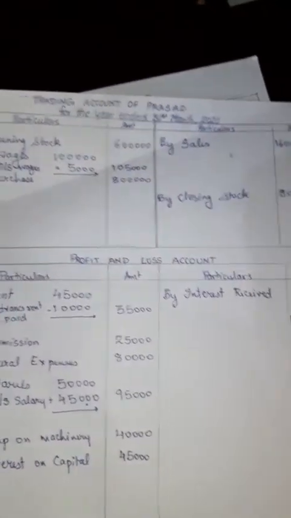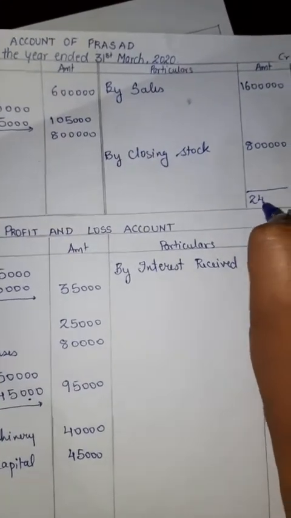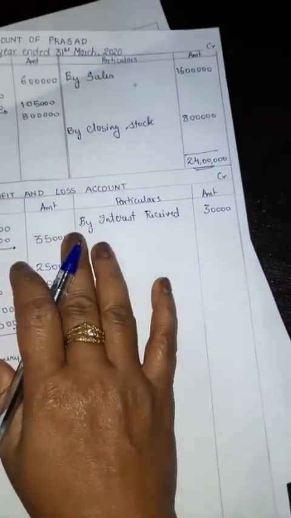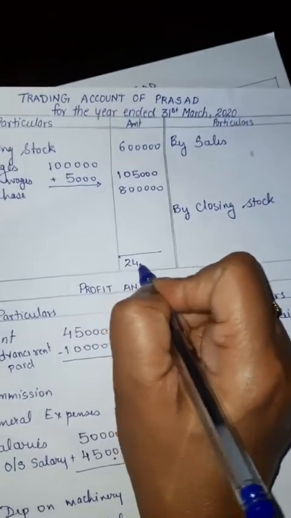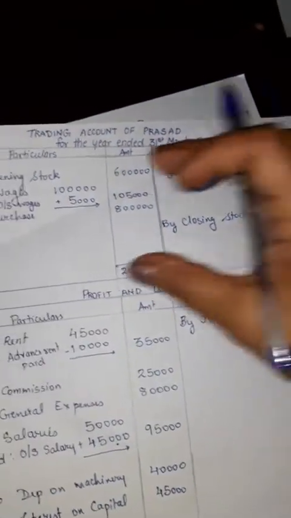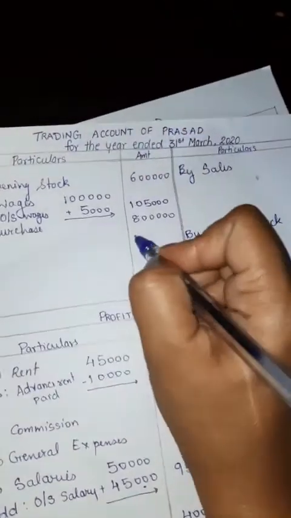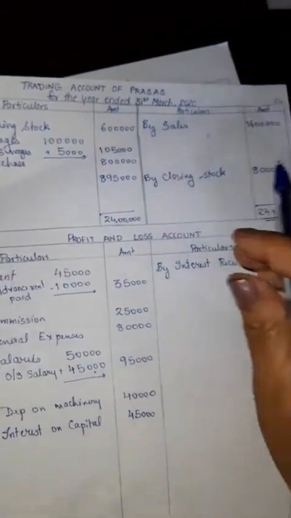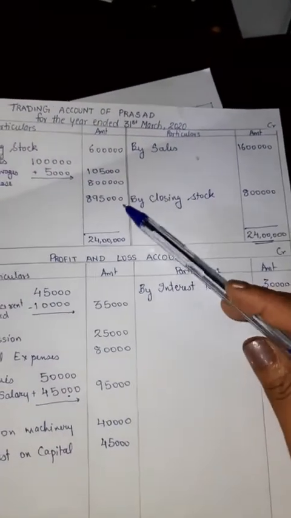Your credit side is more. If you make the total of the credit side, you will get a total of 24 lakh. Double line, 24 lakh. Here on the debit side of the trading account also I will write 24 lakh. But this side is short. Your credit side is more than your debit side, so your debit side is short by 8,95,000.